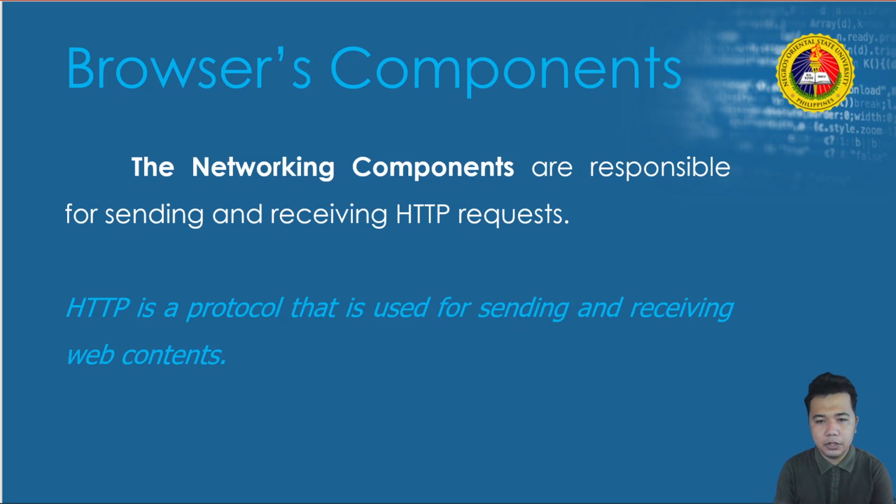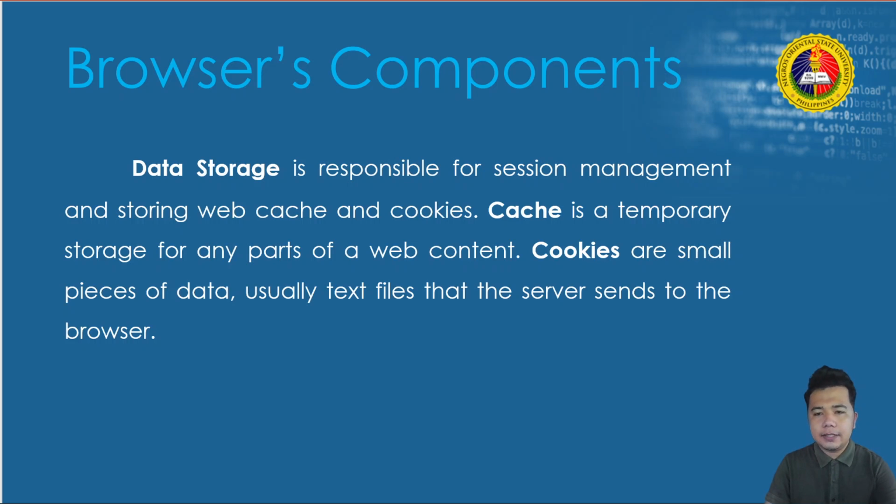So for example, if we are going to look up a website, the URL is sent to the DNS and web server through HTTP. Okay, so everything that we are doing online translates to HTTP requests. HTTP is basically a protocol that is used for sending and receiving web contents. It is like a series of instructions that sets an agreement between the client and server that they are going to exchange web contents.